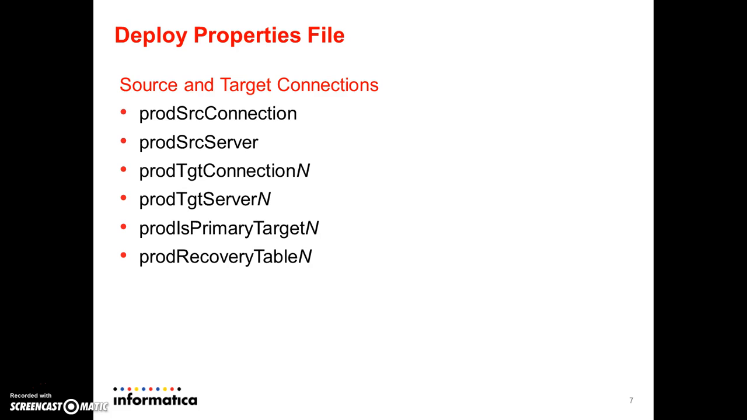If we are using fan out config, you will have more targets. You will have one primary target and one or more secondary targets. In that case, you should specify whether the connection is the primary target or a secondary target. If it's the primary target, then prod is primary target should be set to true, or else it has to be set to false. Then prod recovery table n. This is the recovery table name including schema name or owner name.